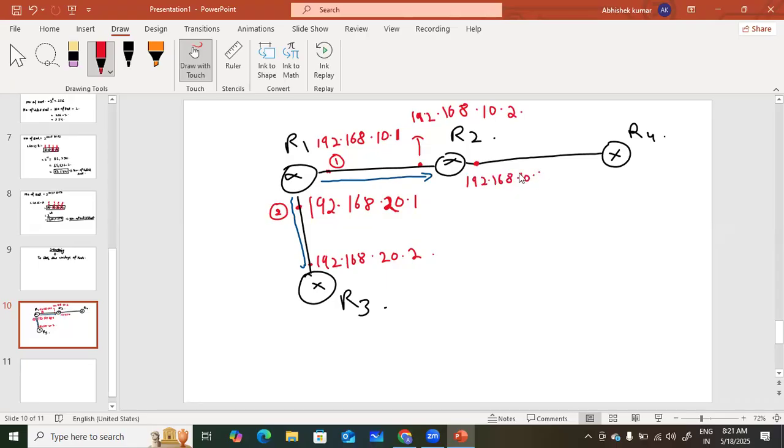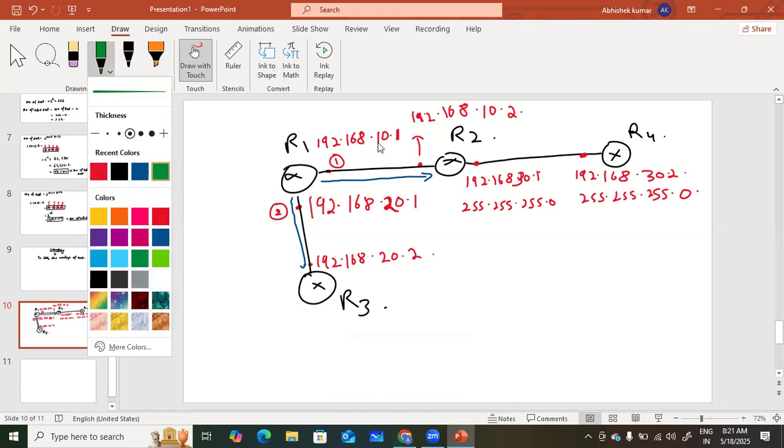192.168.30.1 with subnet mask 255.255.255.0. Similarly, on this interface, it is directly connected, so I'm allowed to use the same network, 30.2, with 255.255.255.0.